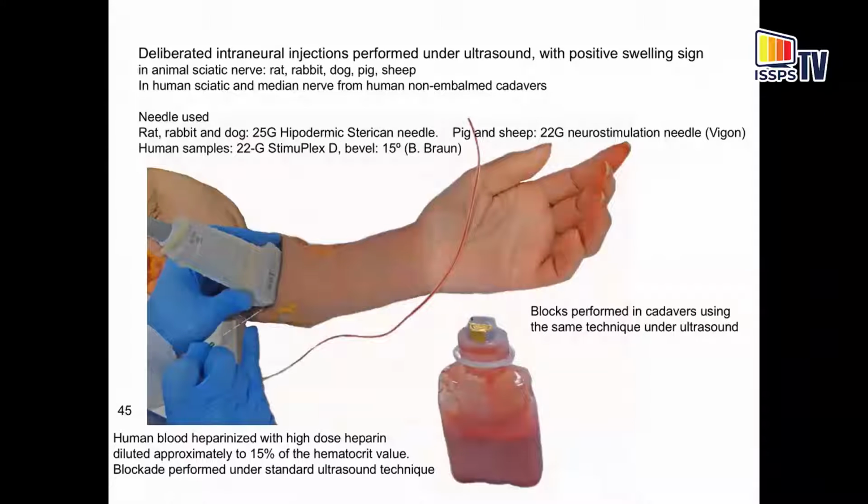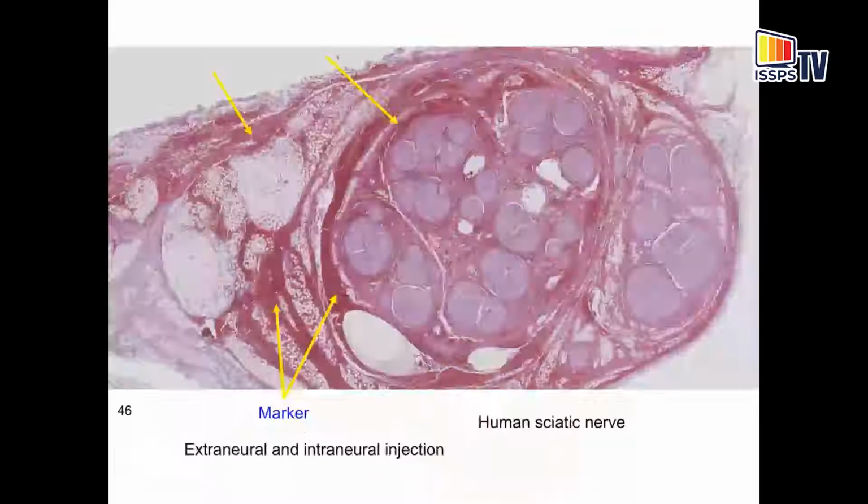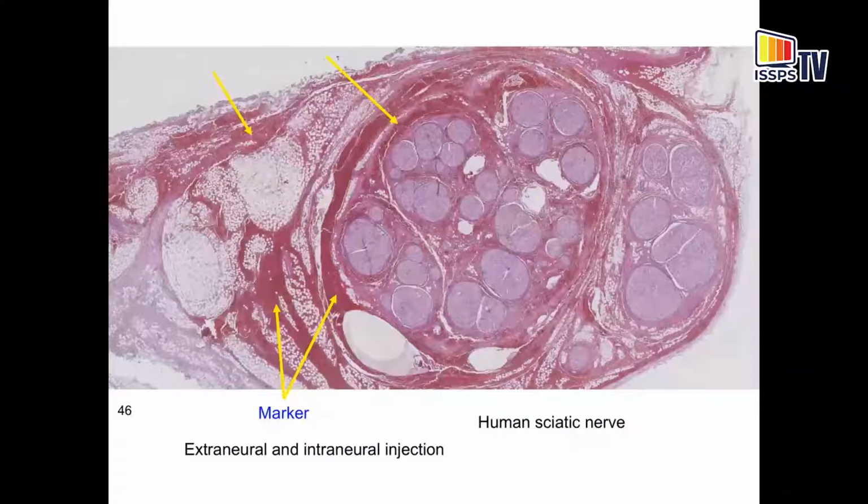We developed a new marker and performed deliberate intraneural injection to evaluate the possibly intravascular and/or extravascular injection. This marker was human blood heparinized with high doses of heparin, diluted to around 15% hematocrit. Our surprise in the human sample was high in our lab when we found that it was very difficult to achieve a spreading of a solution inside the fascicle after a deliberate intraneural injection, checking with swelling under ultrasound.